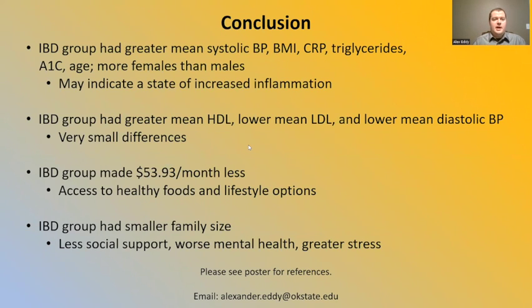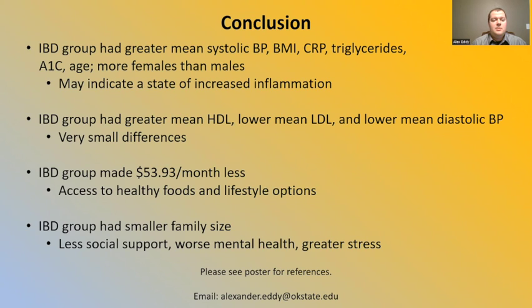The IBD group had a greater mean systolic blood pressure, BMI, C-reactive protein, triglycerides, A1C, and age, and had more females. And these values here could indicate a state of increased inflammation. The IBD group also had a greater mean HDL, lower mean LDL, and lower mean diastolic blood pressure. Though these differences were small, we found these to be kind of counterintuitive.